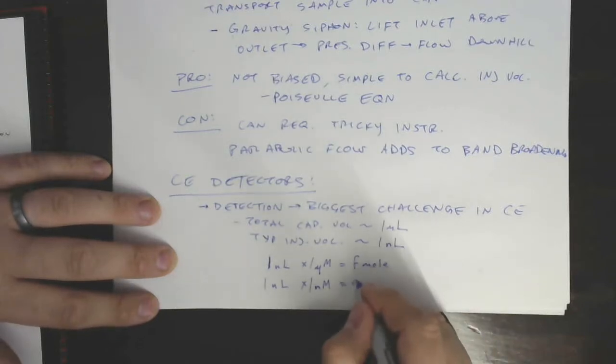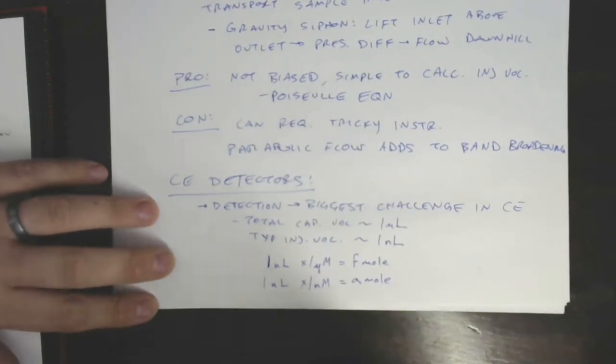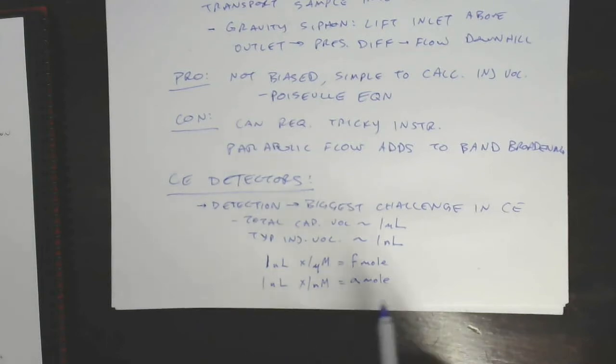That is 1 attomole. That is a ridiculously small amount of sample. If I'm doing this right, I'm doing this in my head, but I think that's about 600 molecules. We need a detection method that can measure on the order of hundreds of molecules at a time, which is not a lot at all.